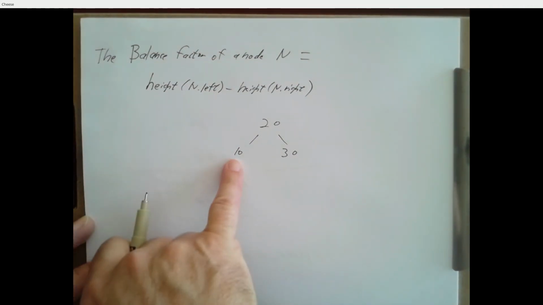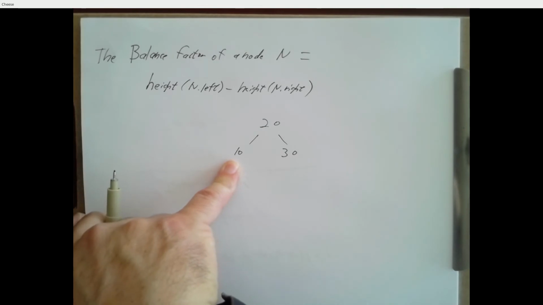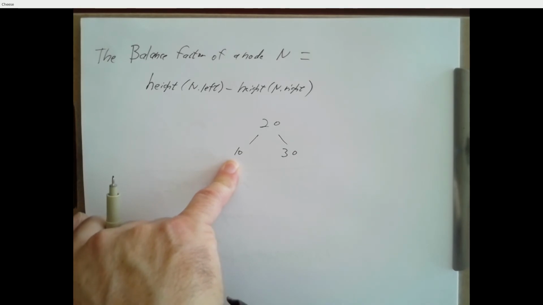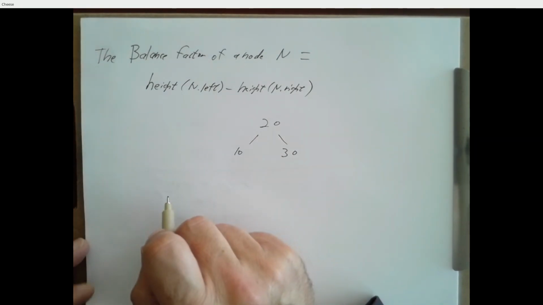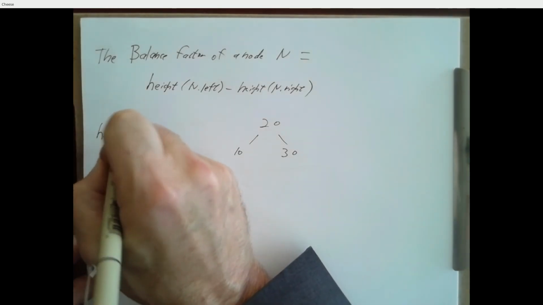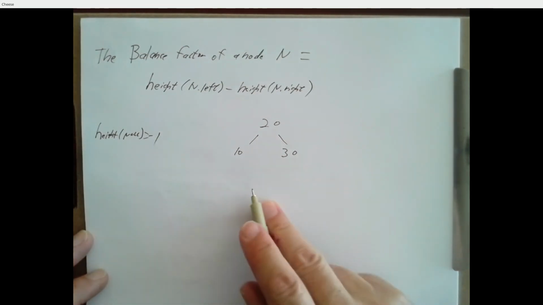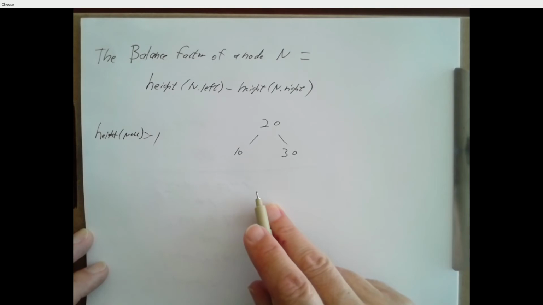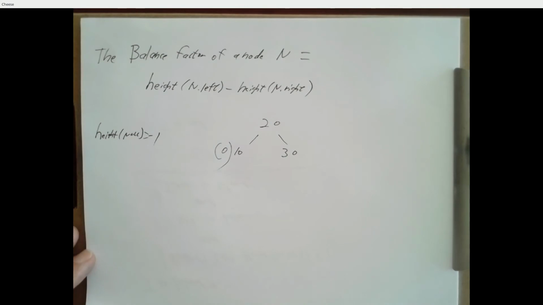So what's the balance factor of this node 10? Why? What's the height of the left subtree? 0. There's not enough nodes. So the left subtree is null, right? Yeah. So what's the height of a null tree? Negative. -1. So the left subtree is null, height of -1. Right subtree is null, height is -1. -1 minus -1 is 0. So you're absolutely correct, that has a balance factor of 0.